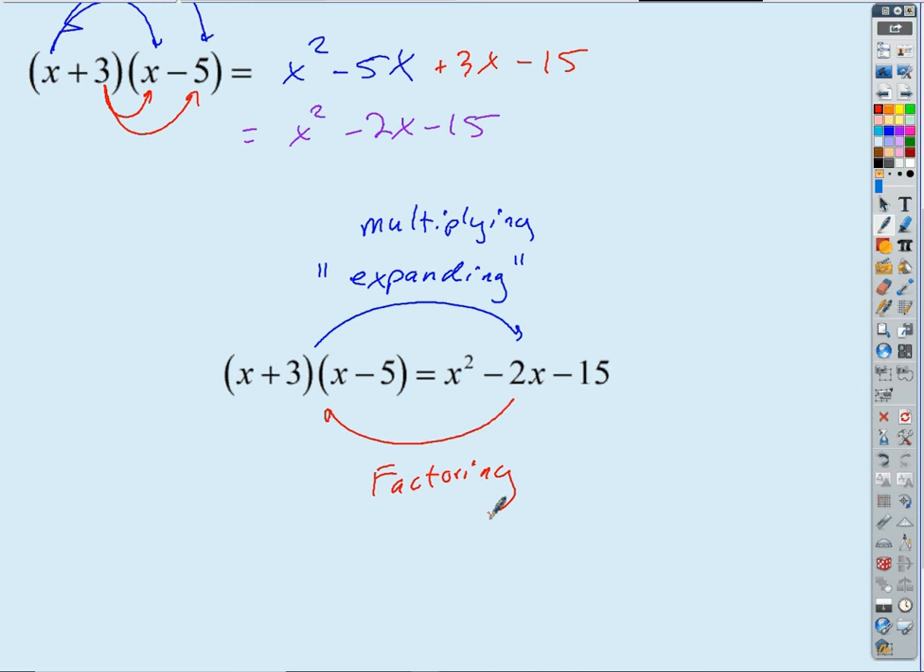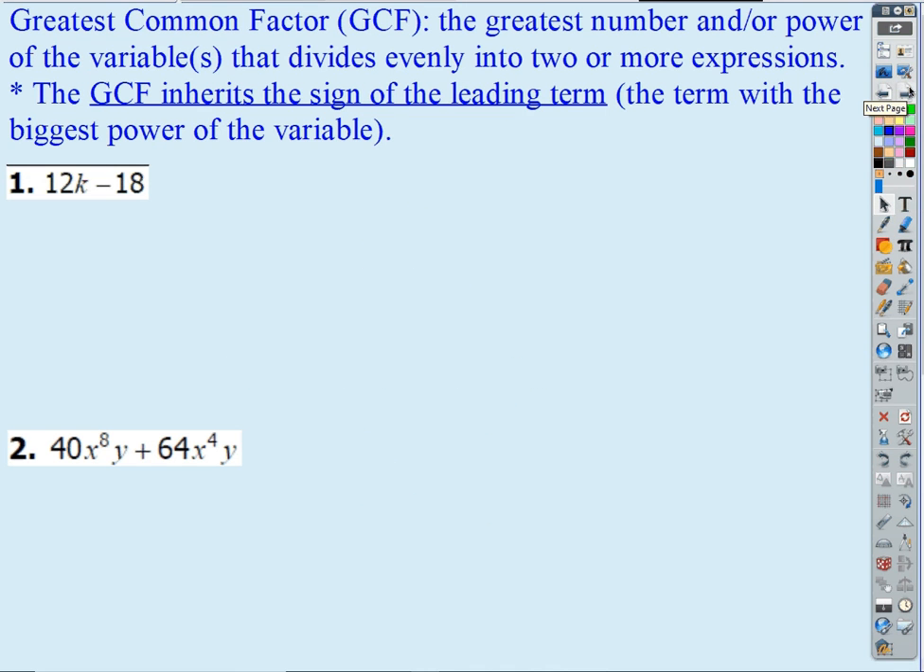We'll get into that later, but for now, we're really not going to focus on why we're doing it. We'll look at that a little bit more tomorrow. But for today, we're just practicing this process. Okay, so the first part is greatest common factor, factoring out a greatest common factor. Okay, and let's look at a quick example.